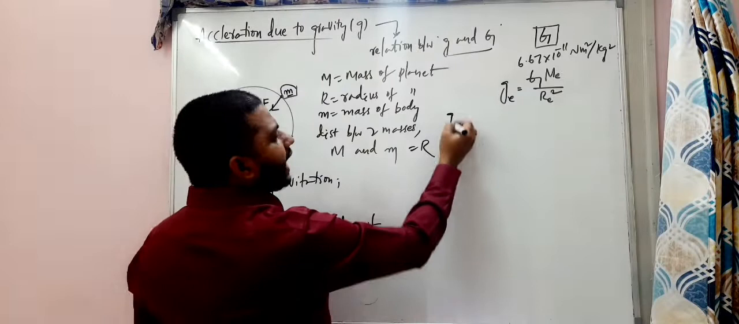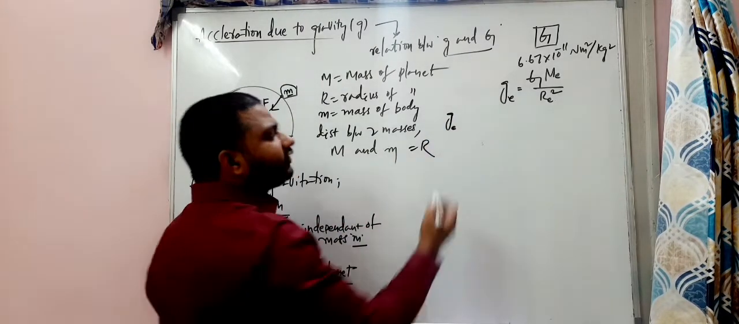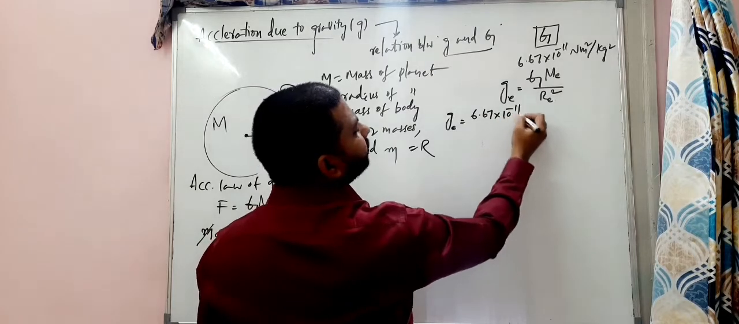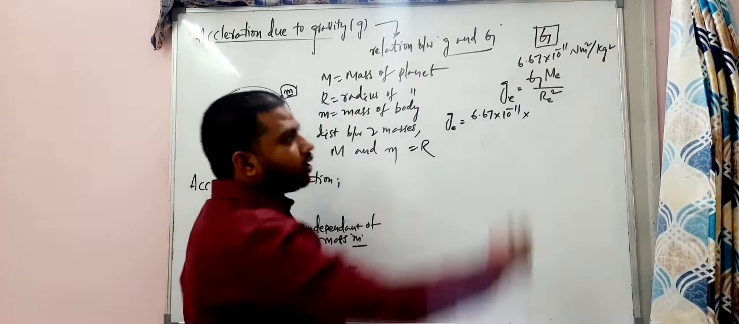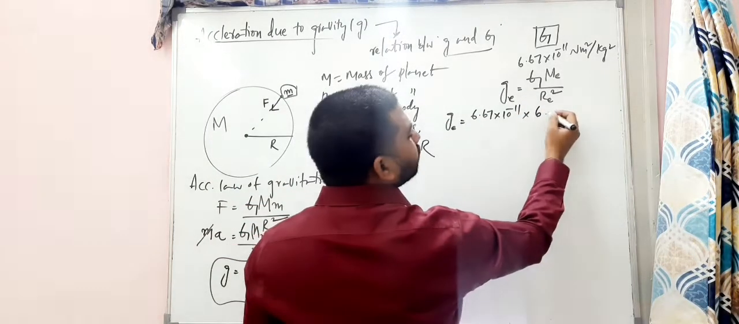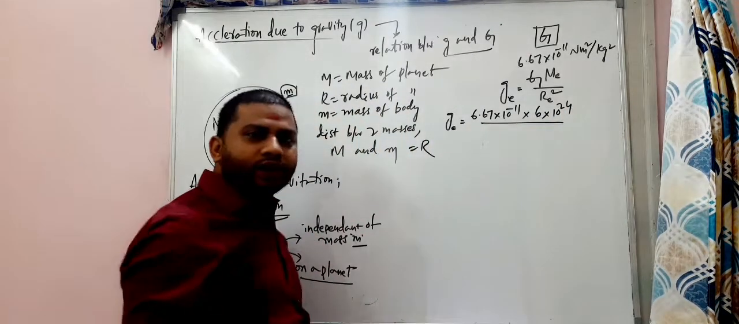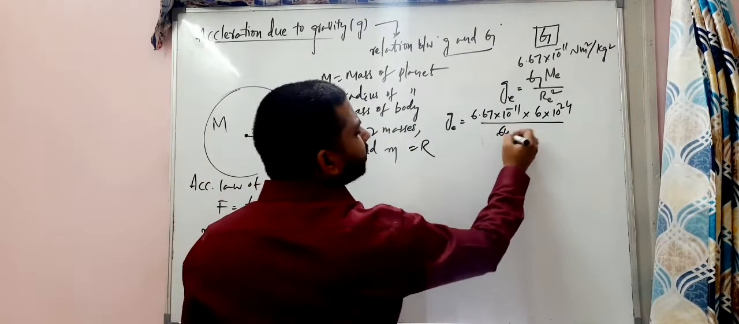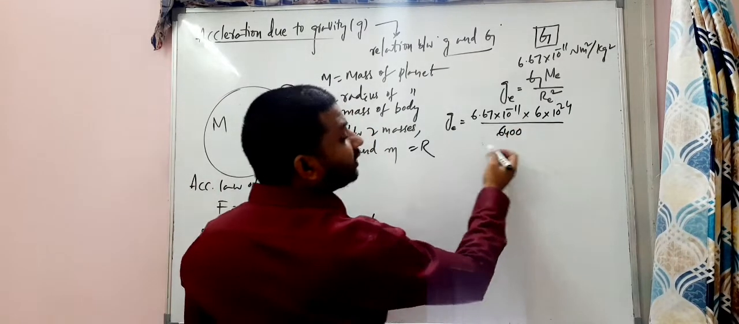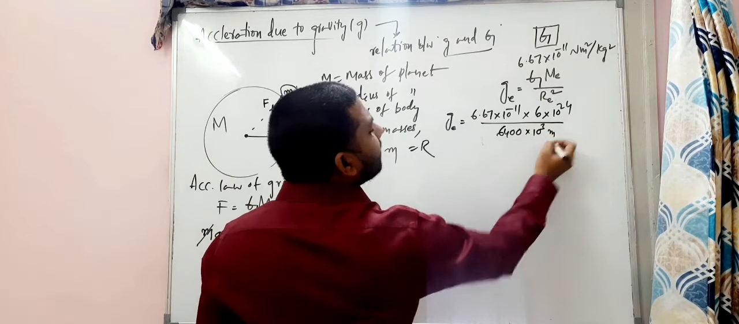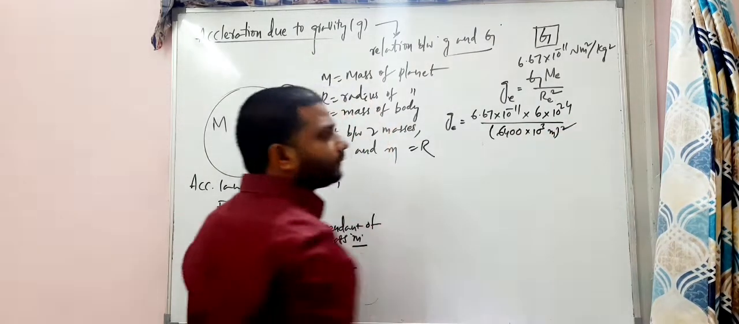So let's see. Acceleration due to gravity on the surface of the Earth is equal to 6.67 into 10 raised to minus 11 into the mass of the Earth, my dear students, which is 6 into 10 raised to 24 kg, divided by the radius of the Earth, 6,400 kilometers, that is 6,400 into 10 raised to 3 meters, whole square.